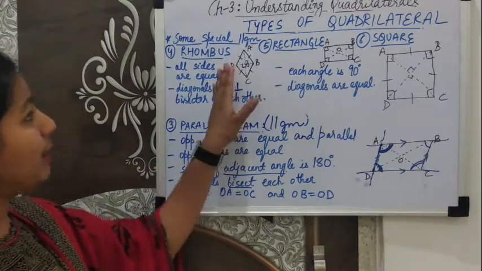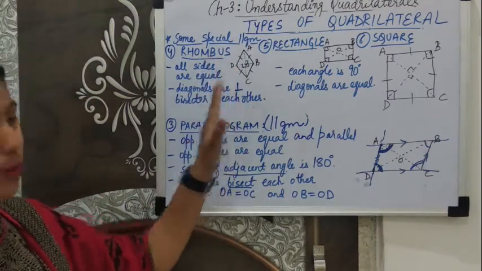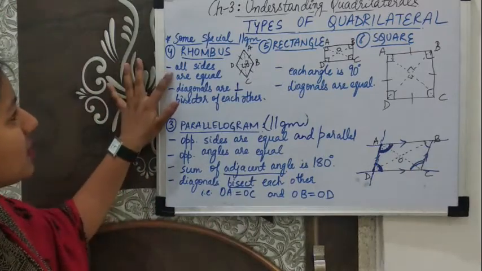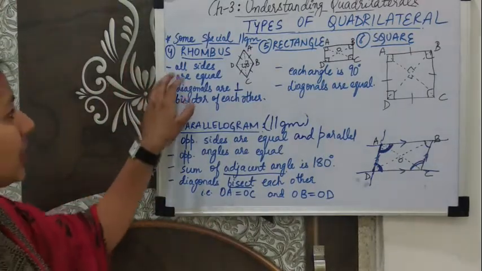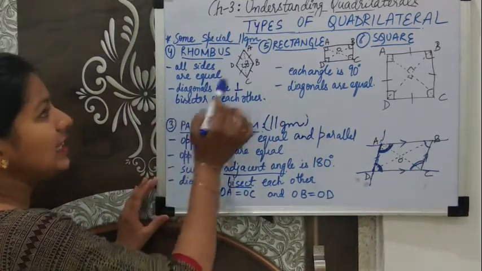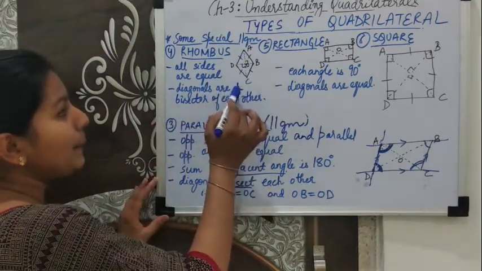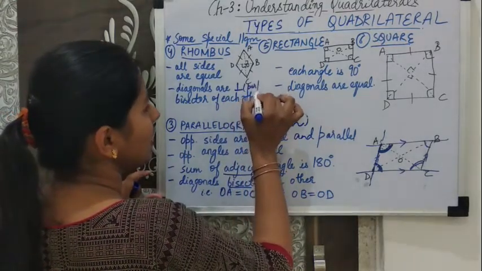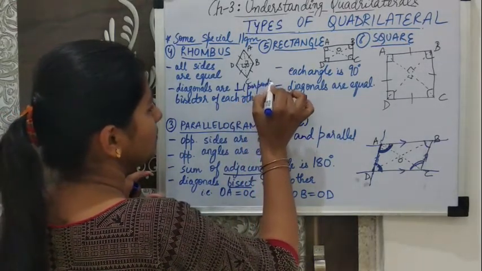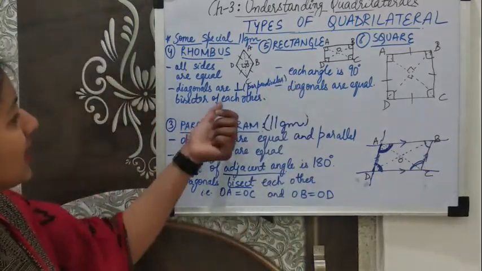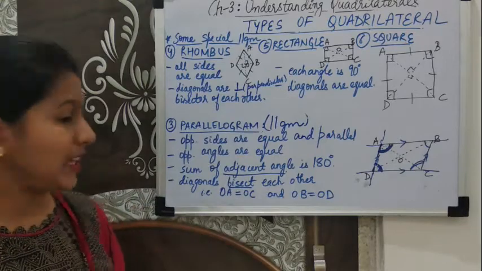इसको rhombus ये कब बना? Parallelogram rhombus में कब transform हुआ है? When all its sides are equal. So this is the first special property of rhombus, that all sides of rhombus are equal. And the second one, the diagonals are, this sign is for perpendicular. ये sign किसका है? Perpendicular का sign है. ठीक है, तो diagonals are perpendicular bisector of each other.